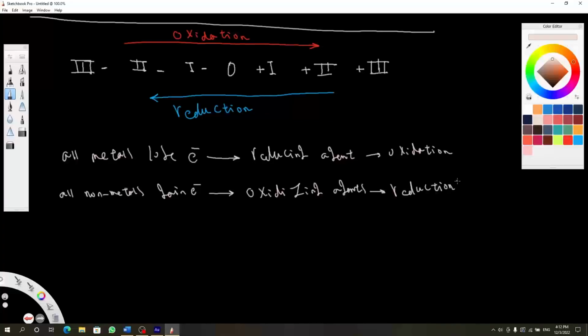That would come in handy if you are in a hurry in a test and just want to identify the reducing agent and the oxidizing agent real quick. All metals lose electrons, which means that these metals are reducing agents and they go through oxidation, while all nonmetals gain electrons, meaning that they are oxidizing agents and go through reduction.